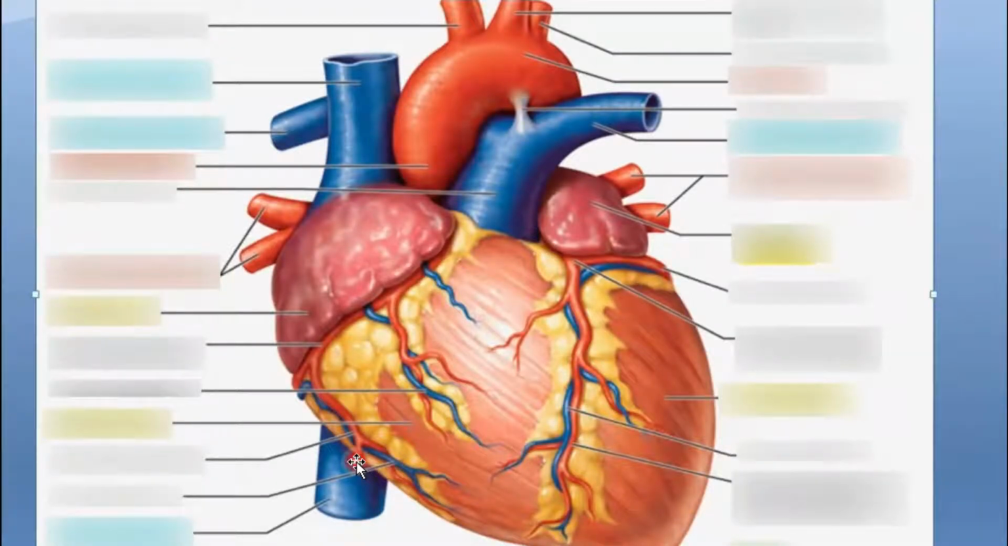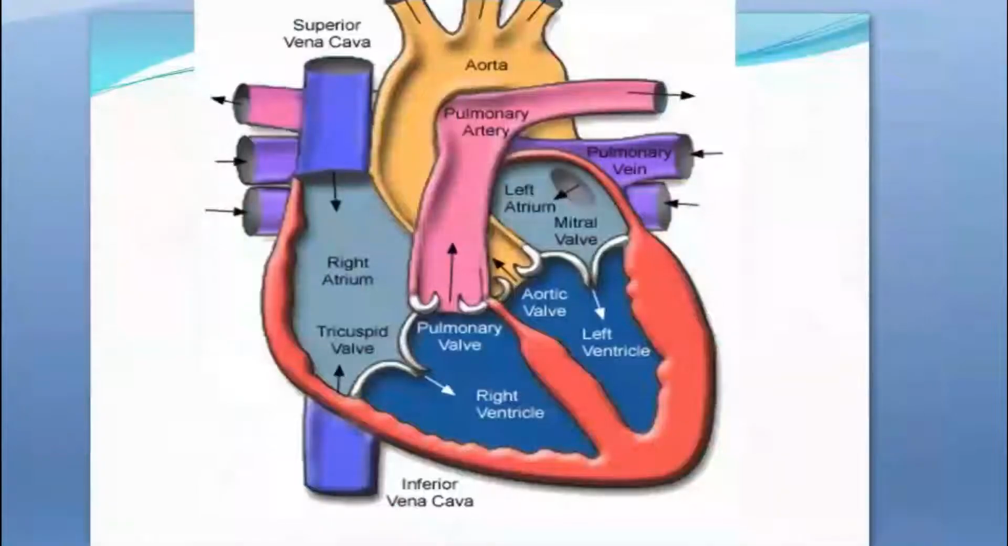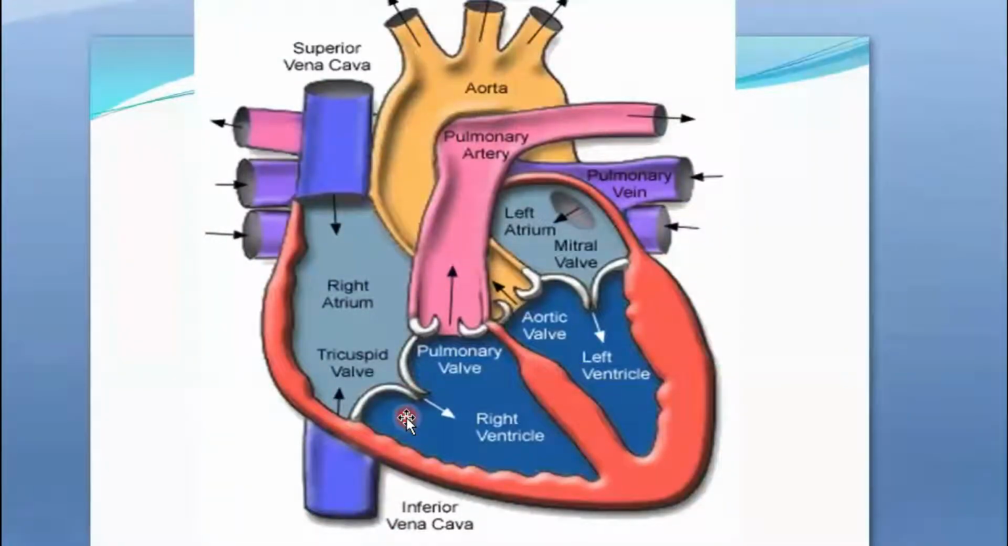Okay. So from this picture, you can see the structure of the heart as well as the structure of blood vessels. Then when we take the section, we will have a diagram like this. First of all, we can talk about the chambers which are present in the human heart.